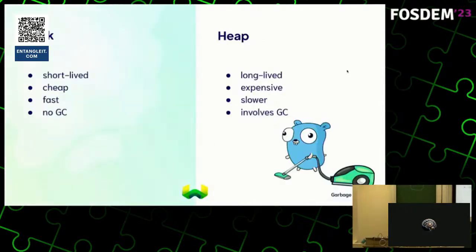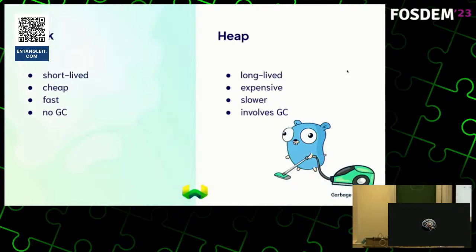You can think of the stack as basically your function stack. So you call one function that calls another function, and then at some point you go back through the stack. This is very short-lived, and it's cheap and fast to allocate. And why is it cheap? Because you know exactly the life cycle of your variables, so you don't even need to involve the garbage collector.